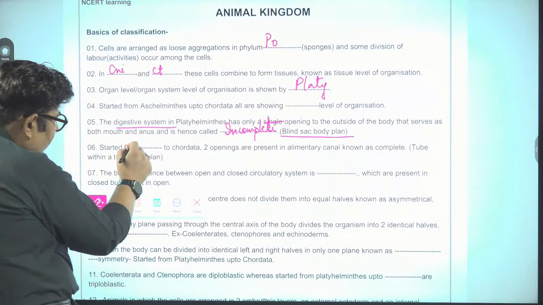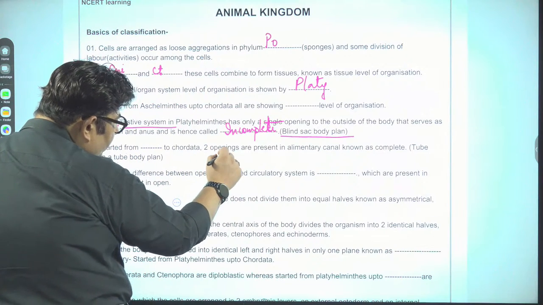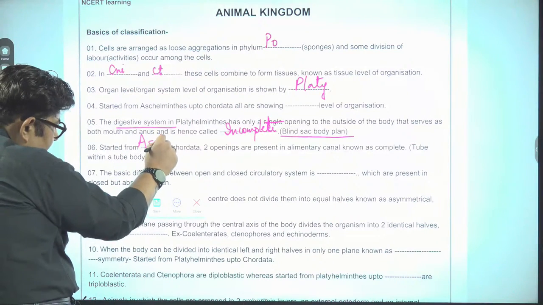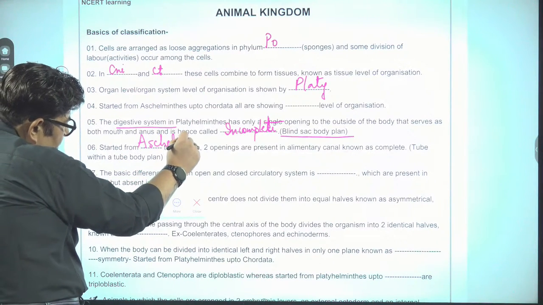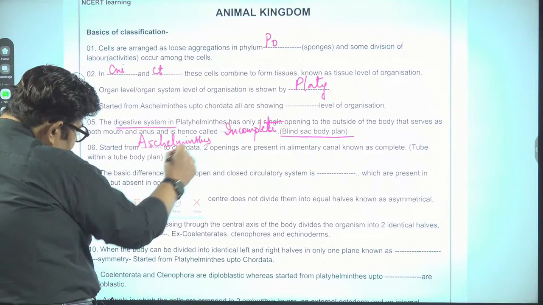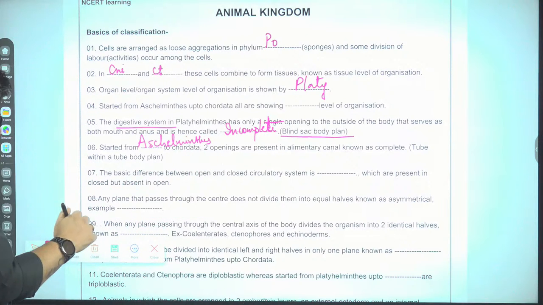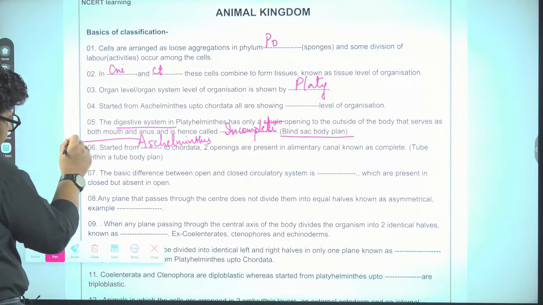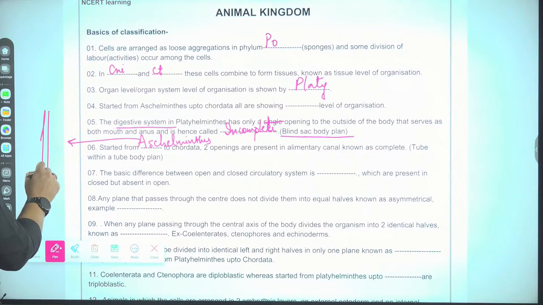It started from dash to caudata. Two openings are present in the alimentary canal. Aschelminths to chordata. So what do they have? Two openings. Or we can say aschelminths have a tube within a tube body plan.